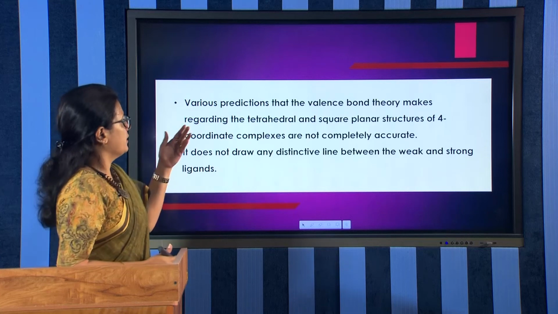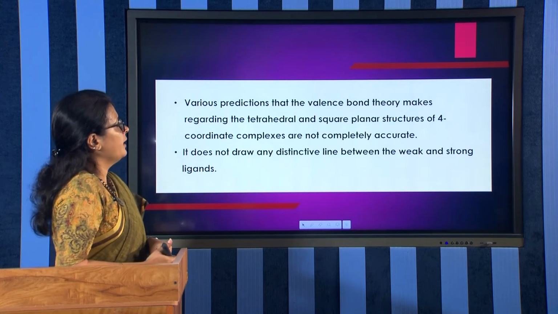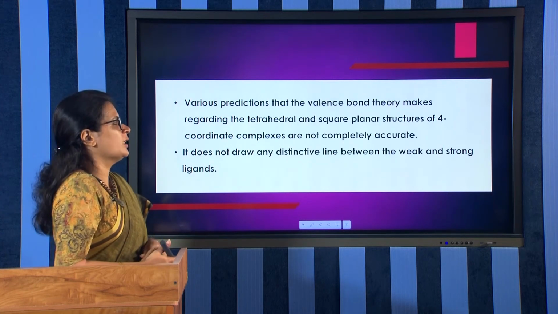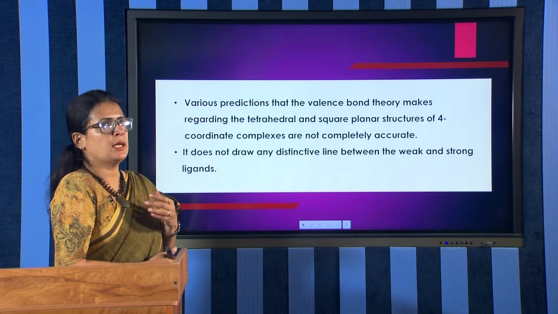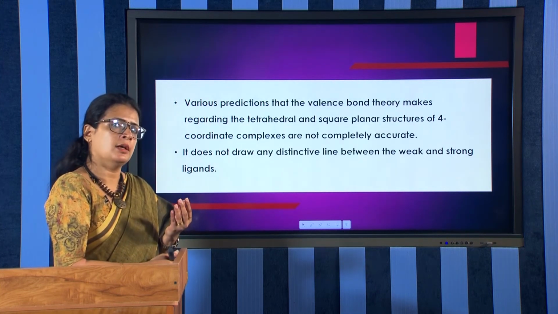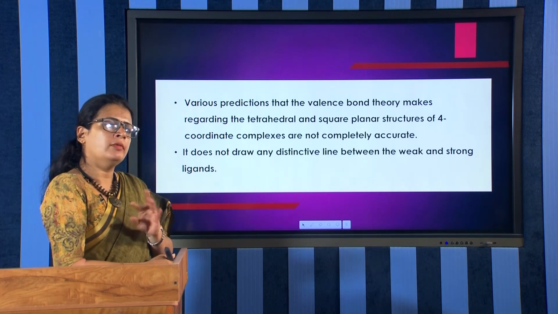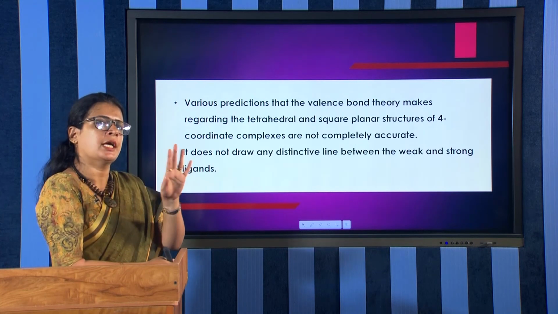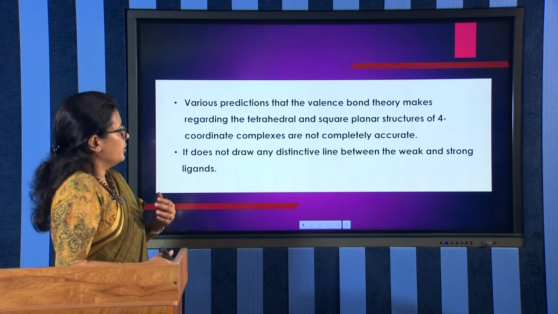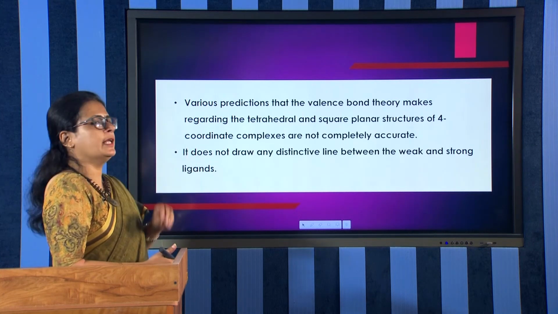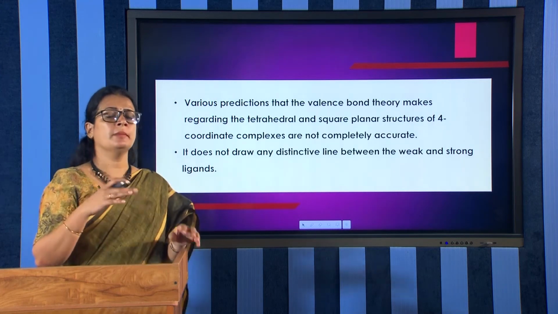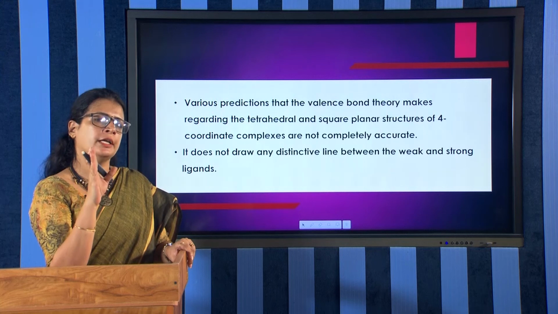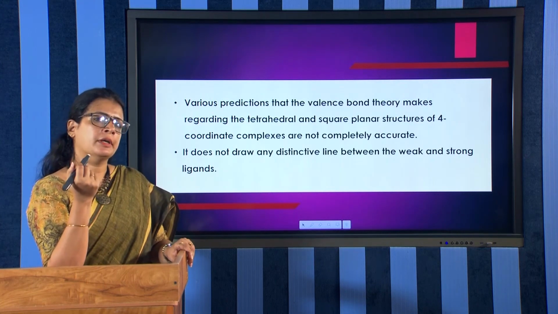And there are other demerits also. Various predictions that the valence bond theory makes regarding the tetrahedral and square planar structures, that is 4 coordinated structures, are not completely accurate. According to valence bond theory, some complexes form square planar structures, some others form tetrahedral structures, but which will form, the exact prediction could not be given. The reason for the formation of these square planar or tetrahedral complexes was not given by this theory. It does not draw any distinctive line between weak and strong ligands. Some ligands are weak, some are strong, some are capable of pairing the electrons, some are not, but it could not give a distinctive line for this kind of behavior. This was also a demerit of this theory.